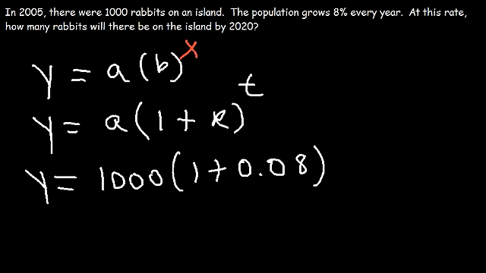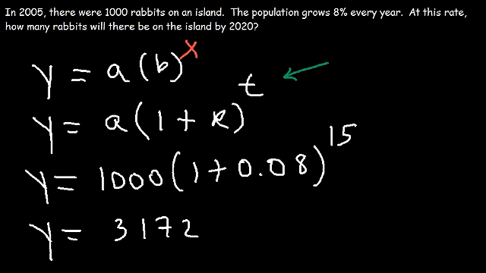Now what should we plug in for t? How many years will pass between 2005 and 2020? If we subtract the two numbers, it's going to be 15 years. So let's type this in the calculator. 1,000 times 1.08 raised to the 15th power. You should get 3,172 rabbits, rounded to the nearest whole number.